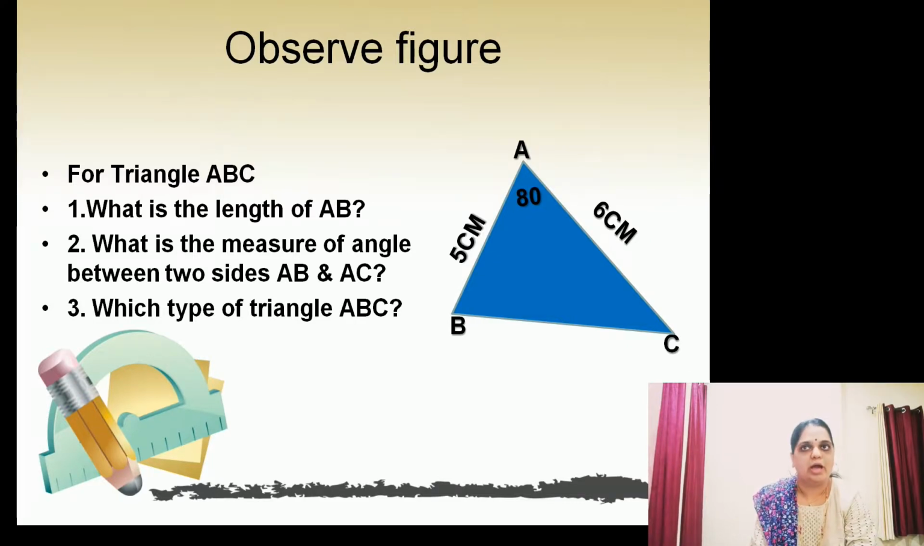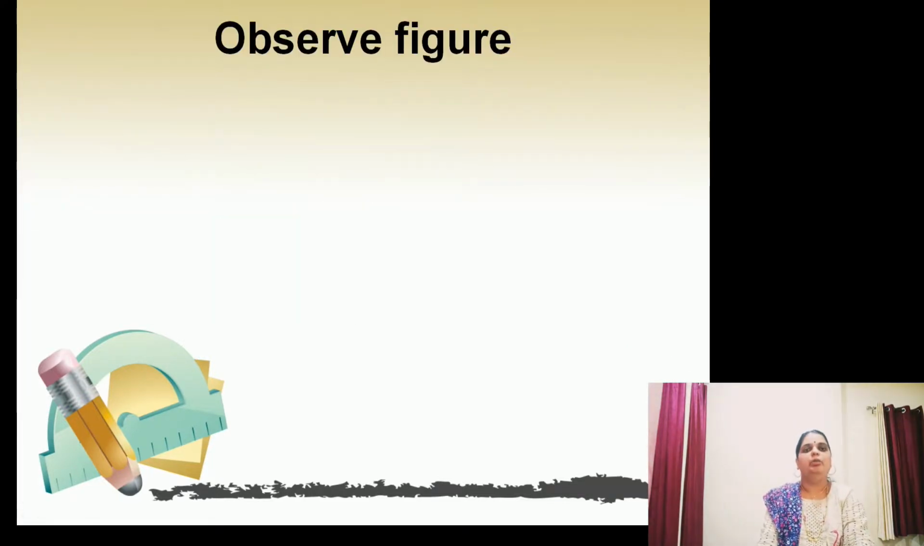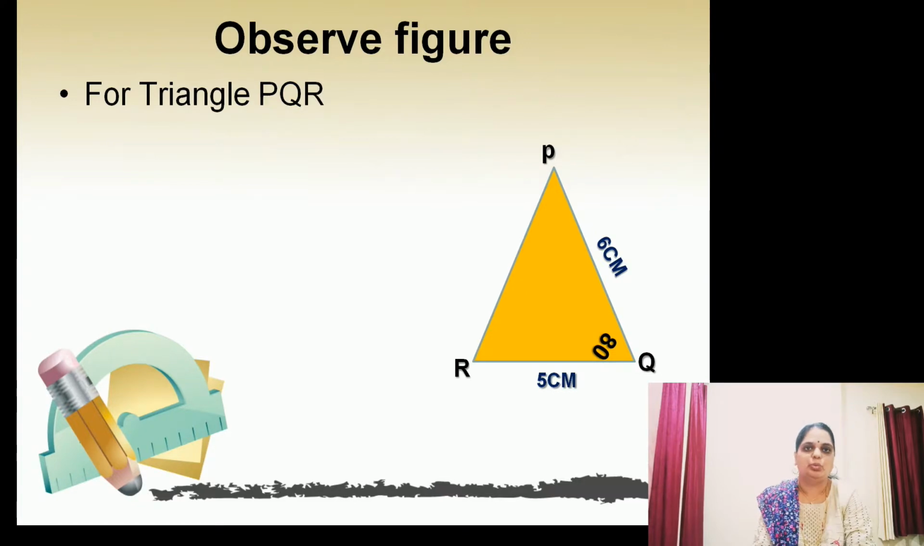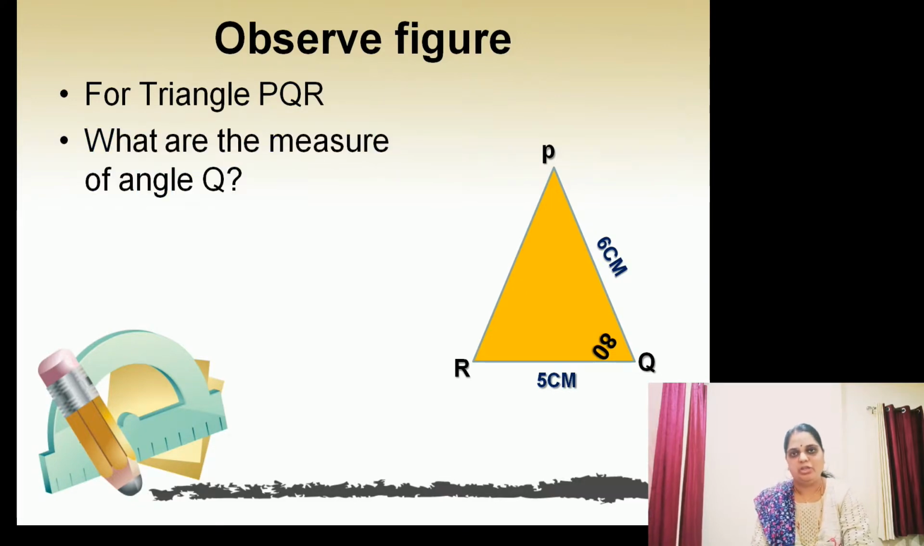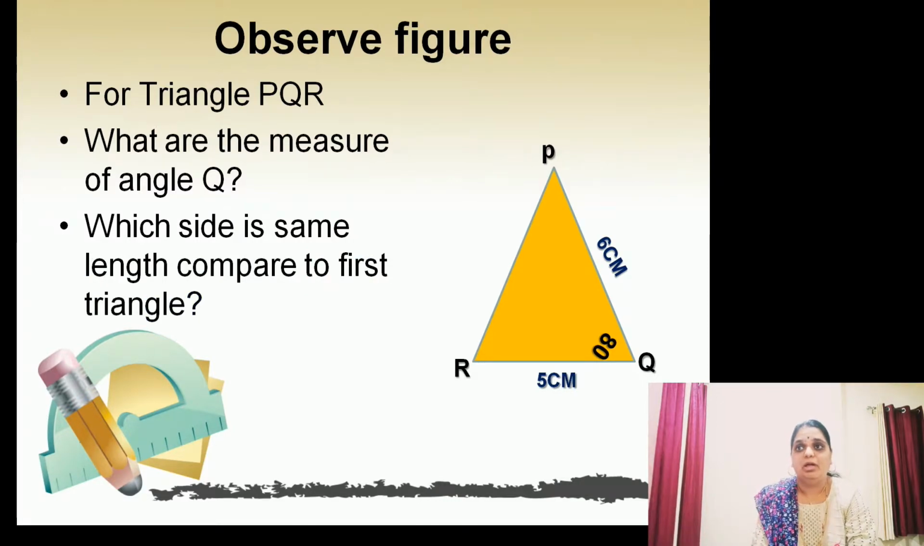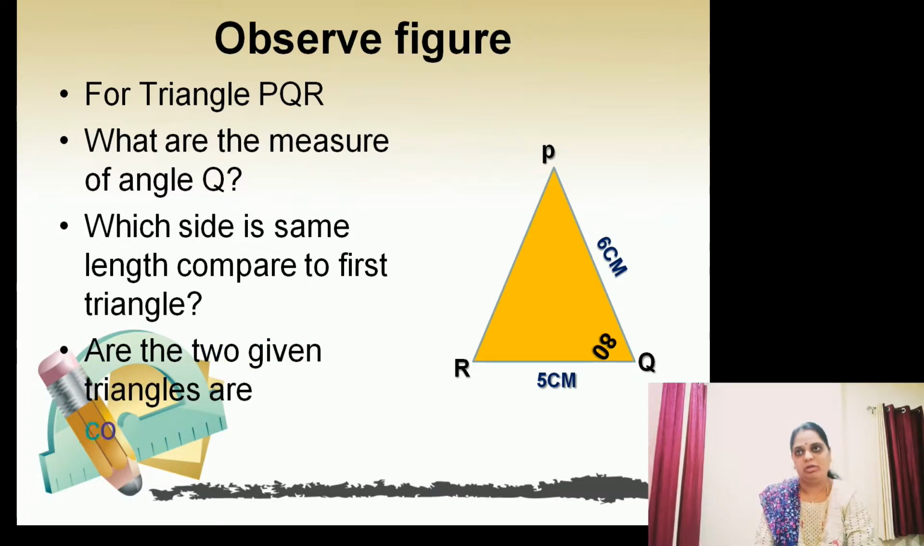We observe another figure, that is triangle PQR. For triangle PQR, what is the measure of angle Q? We see that the measure of angle Q is 80 degrees. Which side is the same length compared to the first triangle? We see that here QR is 5 cm, and in our previous triangle ABC, AB is 5 cm. Are the two given triangles congruent? See.